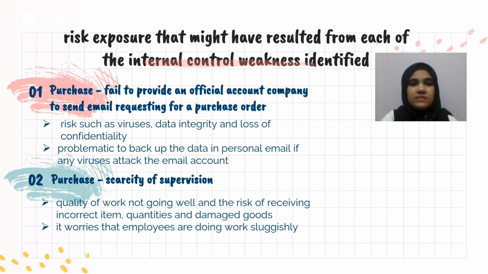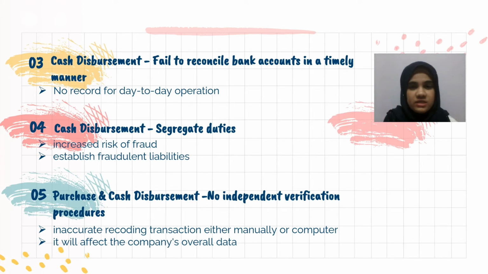Second is purchase under scarcity of supervision. It will make the quality of work not go well and there is the risk of receiving incorrect items, quantities and damaged goods, and it worries that employees are doing work sluggishly because no one supervises them. Third is cash disbursement. Under failure to reconcile bank accounts in a timely manner, there will be no record for day-to-day operation, and it will make it harder for management to make proper decisions for the company.